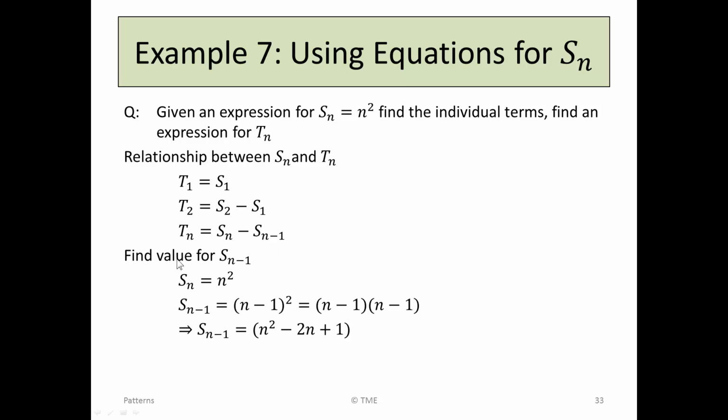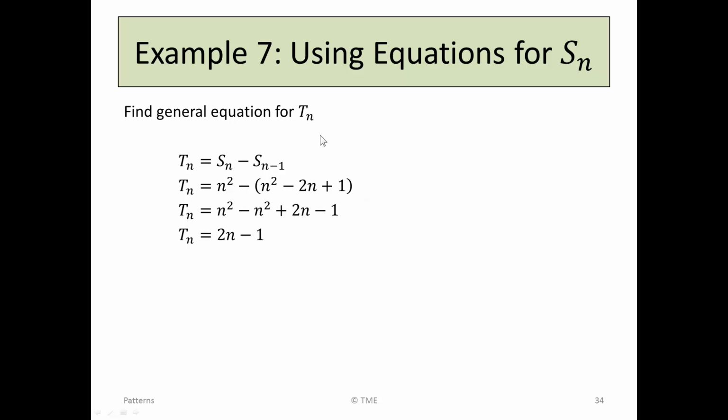So find the value now for Sn minus 1. We were told Sn was n squared. We're now going to find Sn minus 1 because that will lead us to Tn. So substituting n minus 1 into n, we get n minus 1, where n was, squared, or n minus 1 by n minus 1. And multiplying that out, we get n by n is n squared, n by minus 1 and n by minus 1 gives us minus 2n, and minus 1 by minus 1 gives us plus 1.